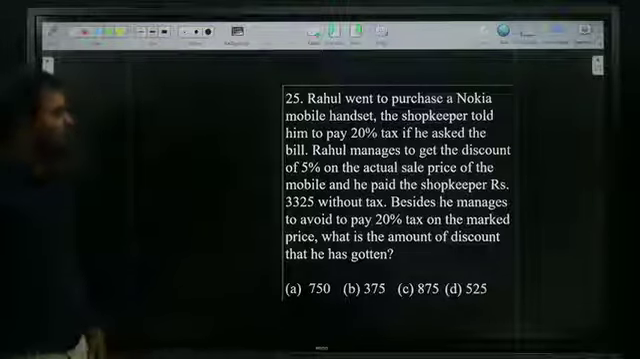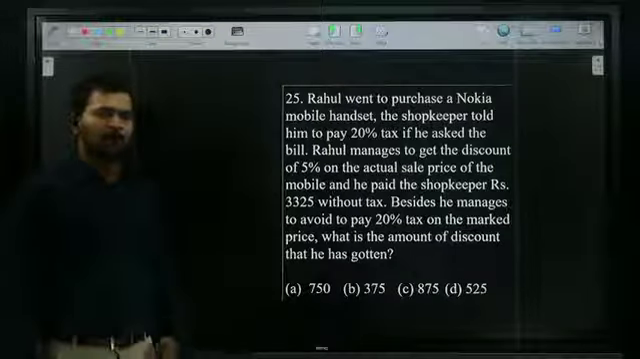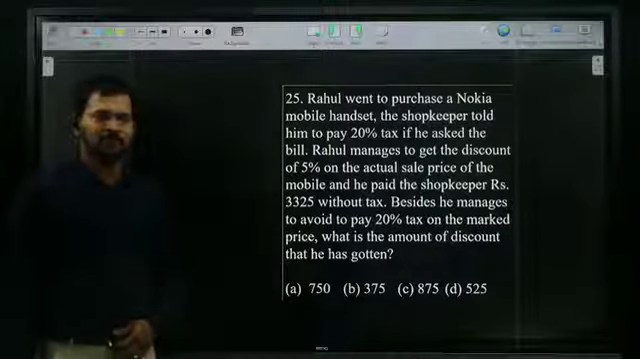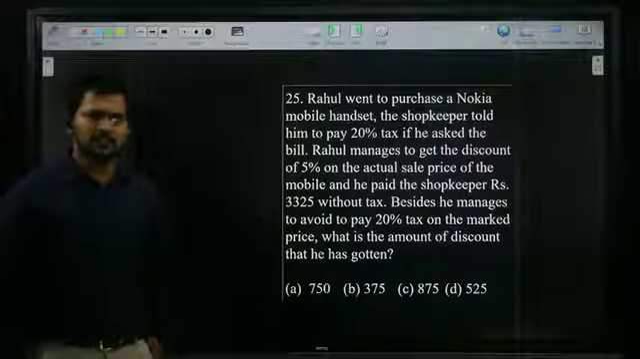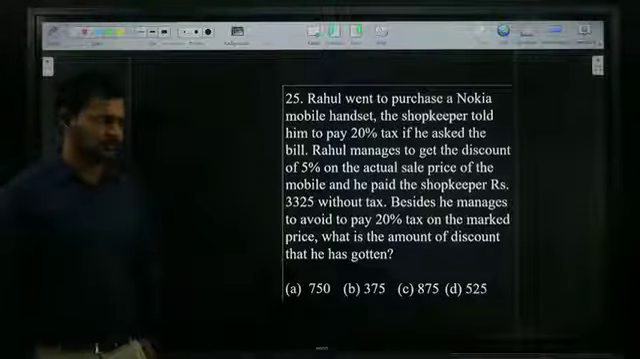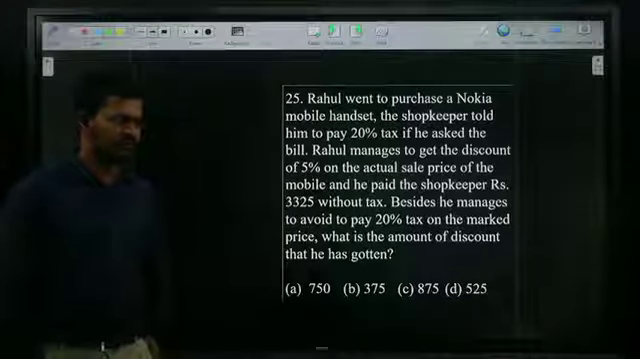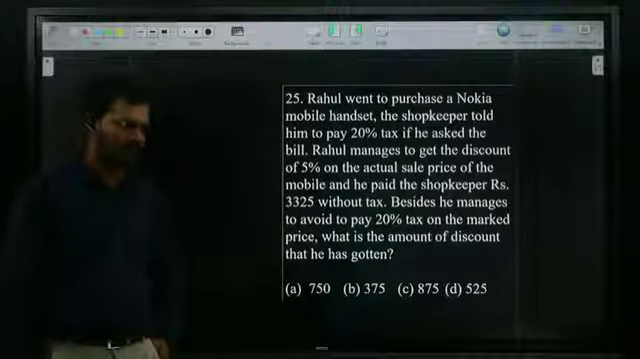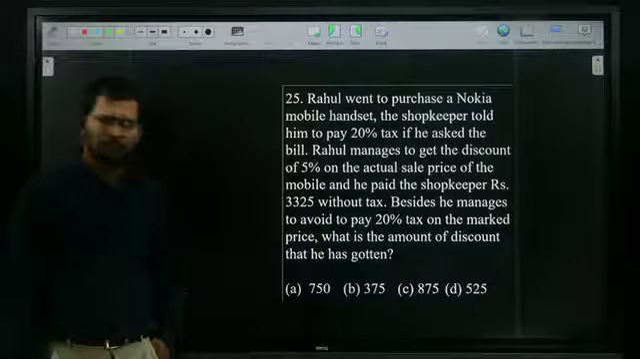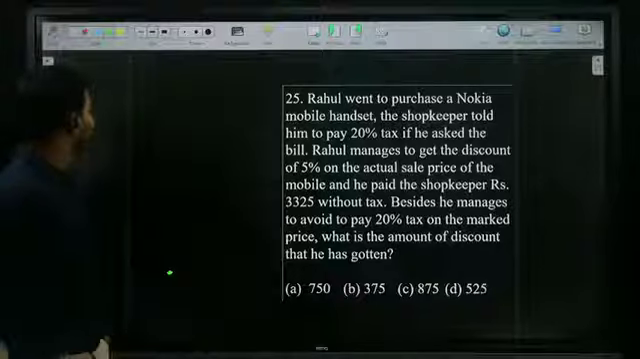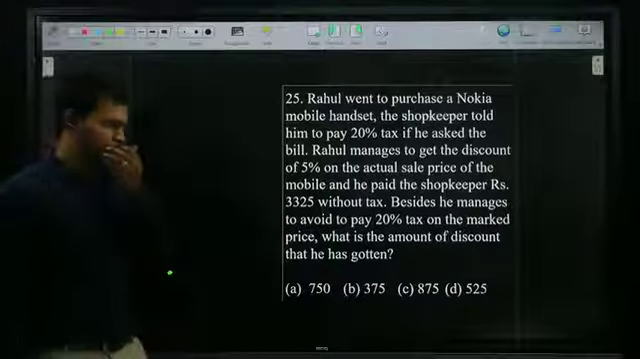Today's class is the continuation of profit and loss. In the previous class, we already discussed profit and loss, and yesterday we solved some examples. Today we will solve the remaining problems in profit and loss.